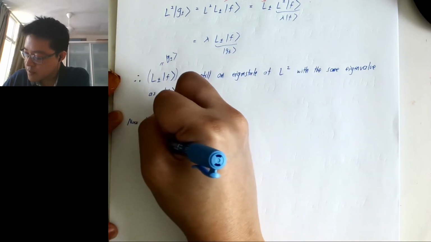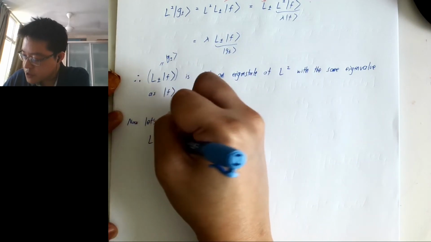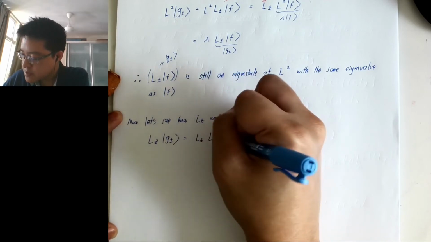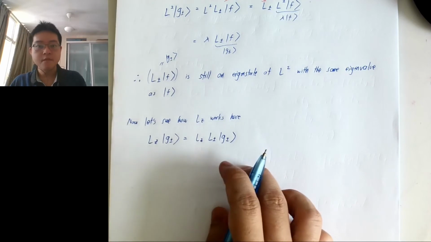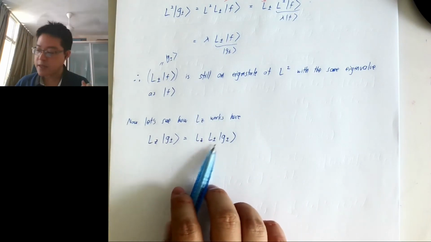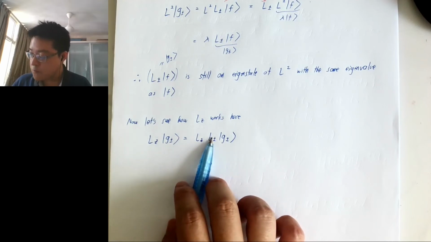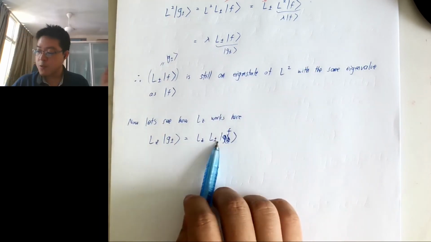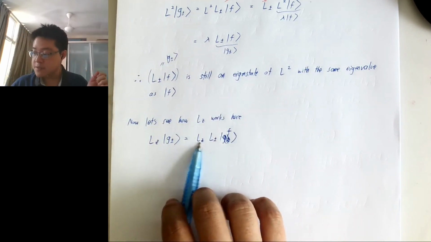So if I do Lz and operate on G plus minus, this is the same as Lz operating on L plus minus G plus minus. Okay, so how do I manipulate this? That's why we need a commutator, because I don't know what this does. Hang on, this is F. I don't know what this does, but I know what Lz does to this state.